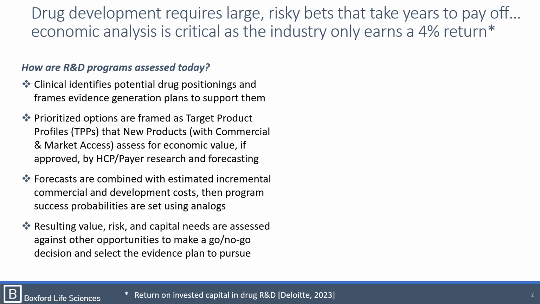This is done by asking physicians and payers how they would use and reimburse a drug, if approved, that has this product profile. This market research feeds a forecast model of the sales to be expected. These sales forecasts are combined with estimates of incremental commercial costs to support the product and of the costs and timelines of the development program. Development risk is described by assigning success probabilities to each stage, generally from the historical success rates of analogous drugs.